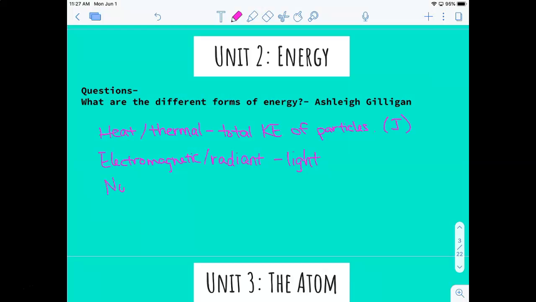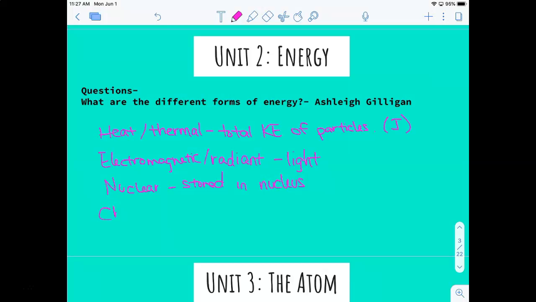We have nuclear energy. That's energy that's stored in the nucleus. So that's the type of energy that is released when we do nuclear reactions. Like when you have a fission or a fusion reaction and we get those big explosions and big bursts of energy, it came from all the energy that was stored inside the nuclei of the reacting particles.